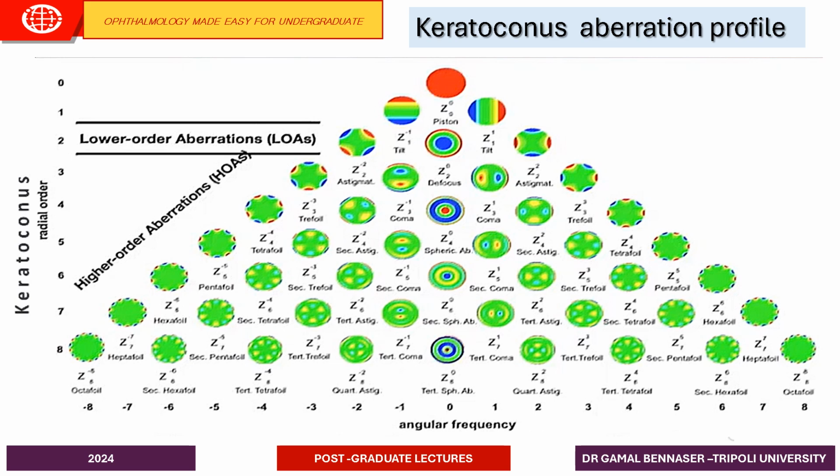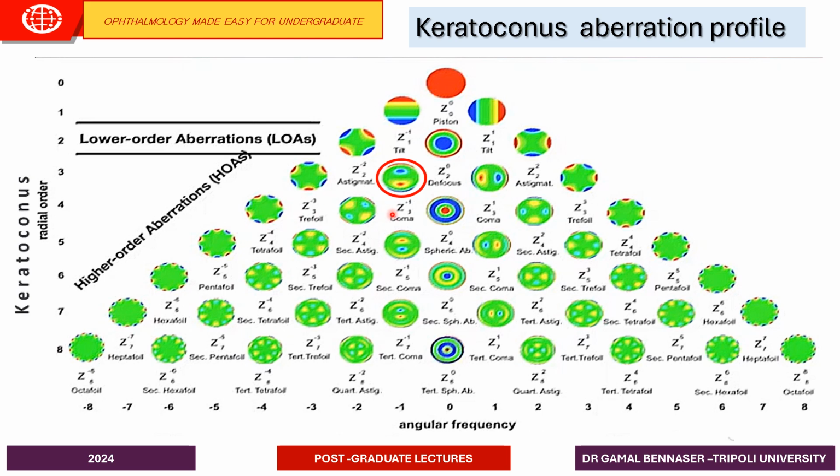So as we have spoken before in my lecture series on topography and aberrometry, these are what are known as Zernike polynomials, and this is the profile of the different aberrations that the patient can have. These are the low order aberrations, which are the first and second order aberrations. However, from the third order on, these are the high order aberrations.